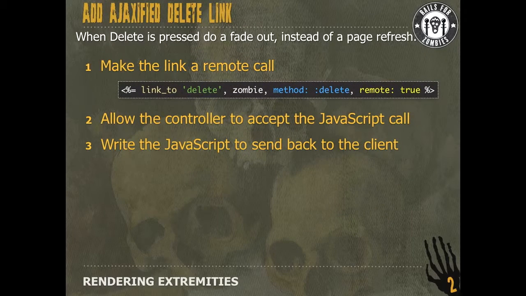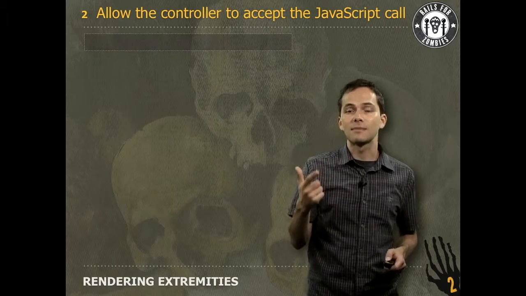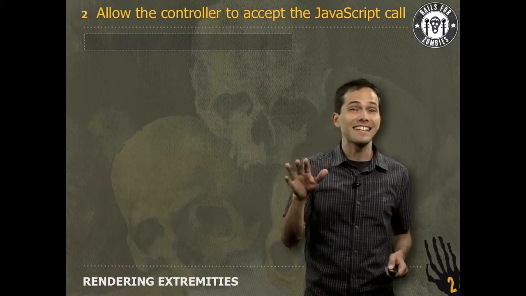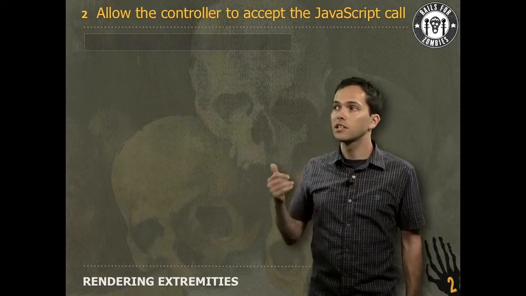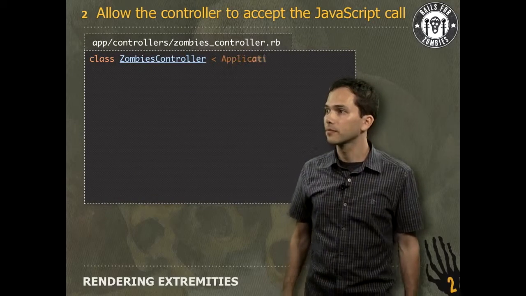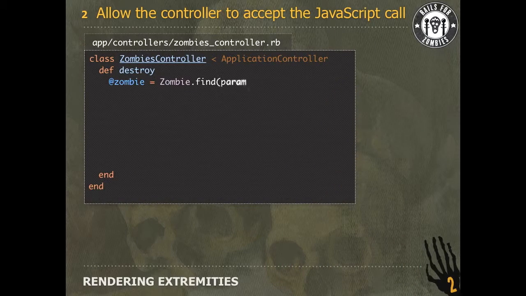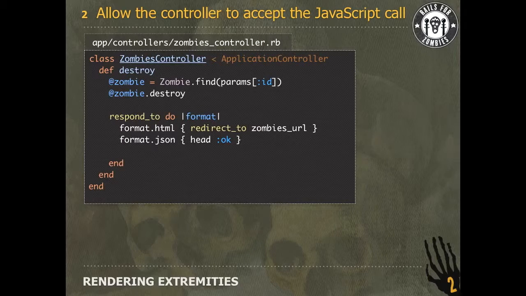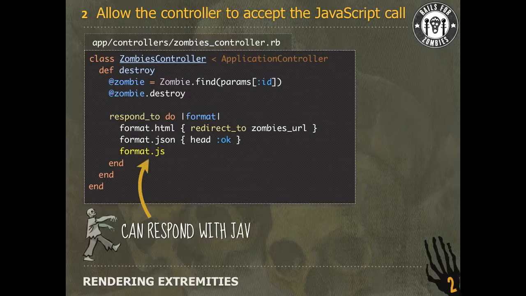We're done with that. Next up, we need to allow the controller to accept the JavaScript call, which is a lot easier than you might think. So let's jump into the zombies controller. Here is our destroy action. This is the default scaffolding destroy action, nothing fancy about it. All we have to do here is write format.js, and that tells our action that it can respond to JavaScript. That's all we have to do there.